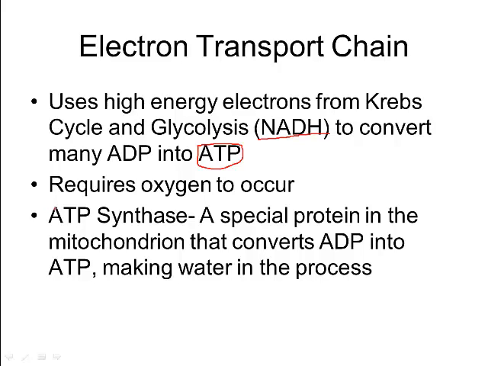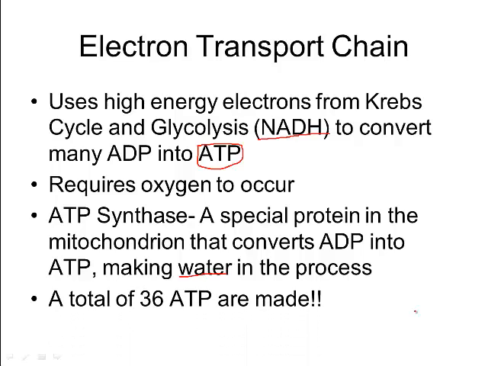And during the process of making the ATP, we also make water as a waste, because hydrogen molecules move through the ATP synthase and combine with oxygen on the other side, and you end up making water when you combine hydrogen and oxygen together. And the water is then released as a waste.